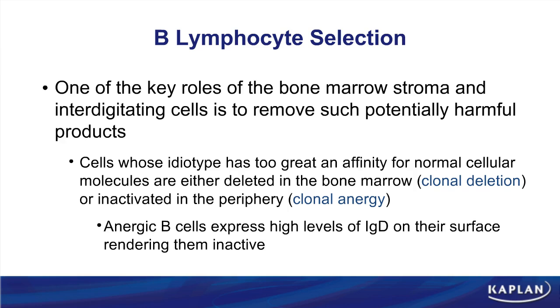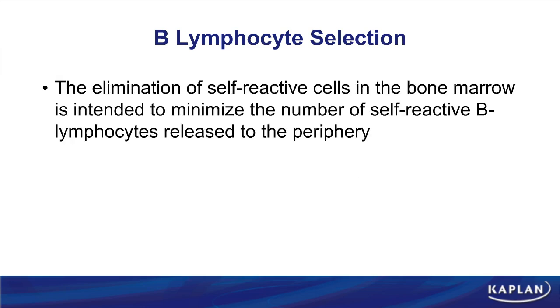Please recognize that the anergic B cells will actually exit the bone marrow. So how is it they are non-functional? Well, anergic B cells will downregulate their expression of IgM on the surface and express very, very high levels of the IgD isotype. Recall that IgD is simply a developmental isotype and has no effector function, so it essentially renders the cell anergic.